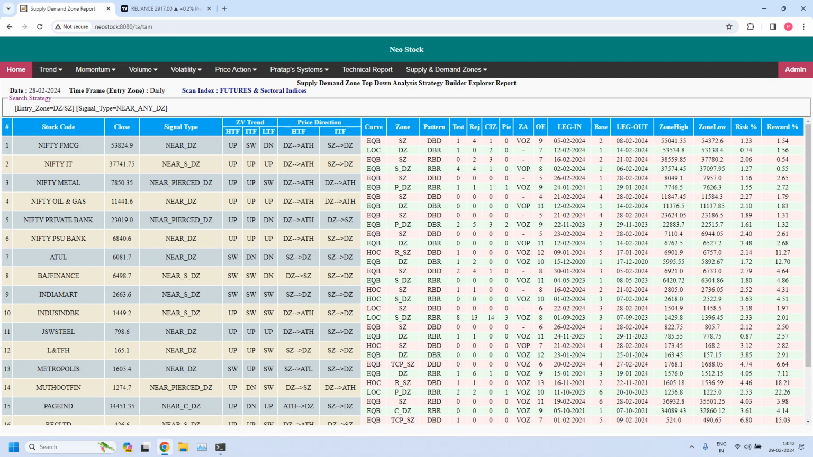So Bajaj Finance, okay, how I am going to draw in TradingView. This is another technique you should remember. Every time I look into the high liquidity zone, I look into the leg-in candle. See the column leg-in? So in Bajaj Finance, what is the leg-in? The leg-in is 4th May 2023. After that we have one base candle.